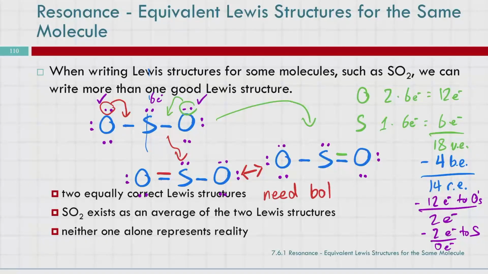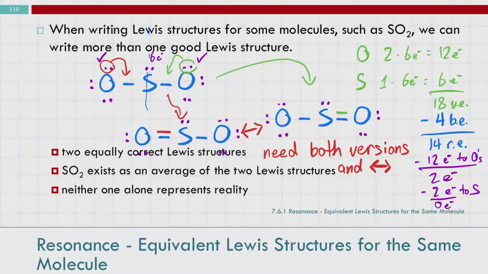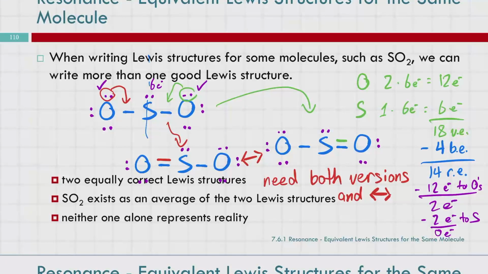So we need both versions, the original album and Taylor's version. And we also need the double-headed arrow between them. It's also possible to have more than two versions. For example, we could have a DJ Khaled remix. And then we would need an additional set of these double-headed arrows. Questions so far about resonance?